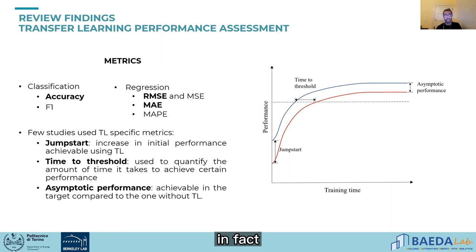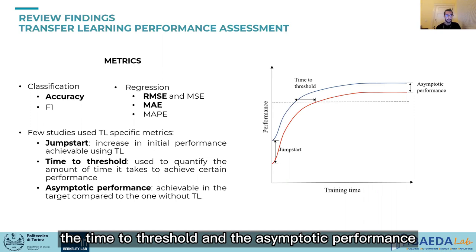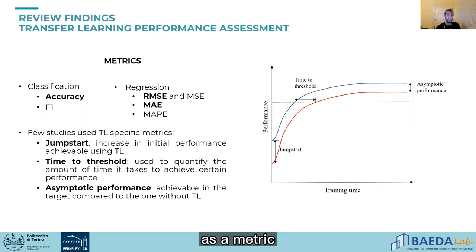In fact, despite using the most common metrics to quantify the increase of performance, they didn't quantify the most common metrics in transfer learning, that are the jumpstart, the time to threshold, and the asymptotic performance. In particular, the jumpstart is used as a metric to quantify the increase in initial performance achievable using transfer learning, while the time to threshold is used to quantify the amount of time it takes to achieve a certain performance.